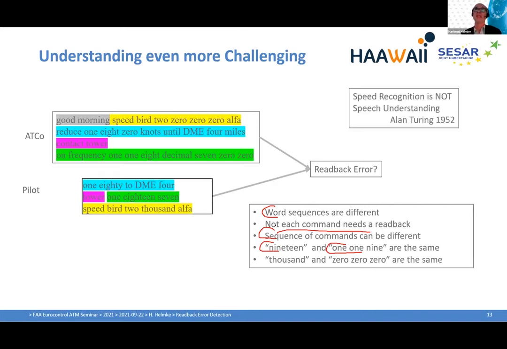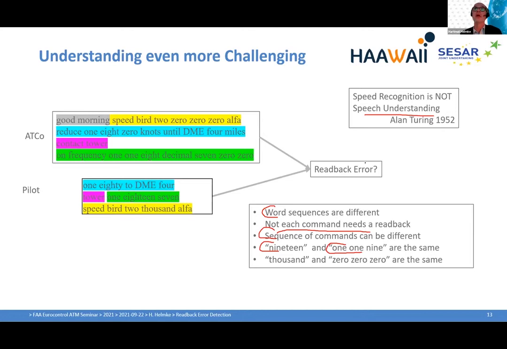And what this also should show is what Alan Turing already said 69 years before: speech recognition, just recognizing the words, is completely different from speech understanding. An ATCO might have no problems. Claudio, I think you will understand what that means, but many in the audience here have problems understanding that, and it's not a readback error in this case.